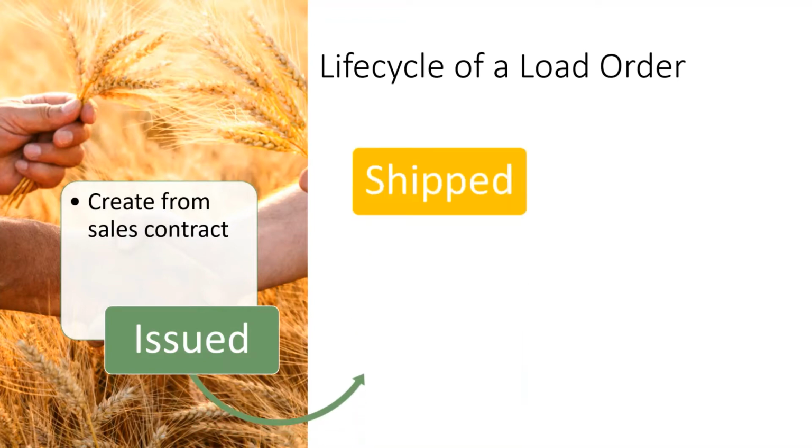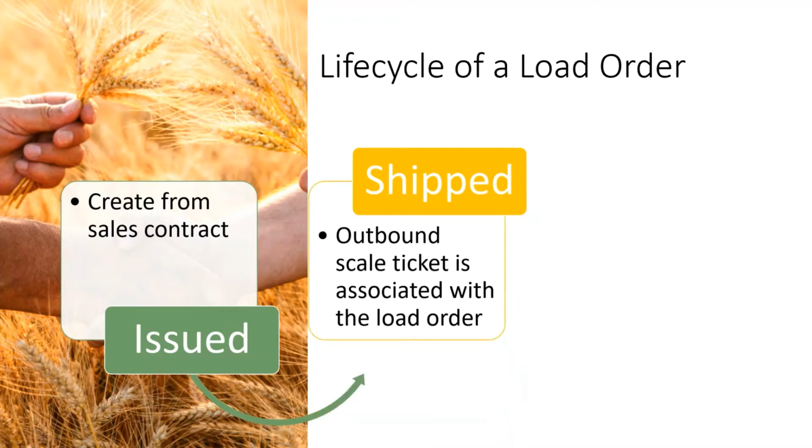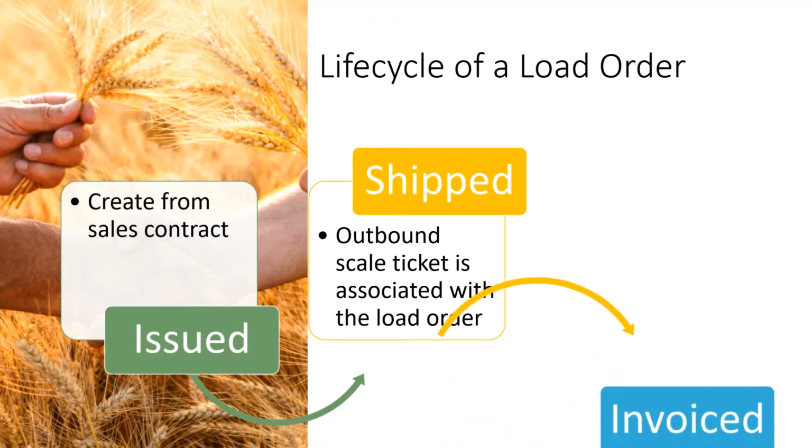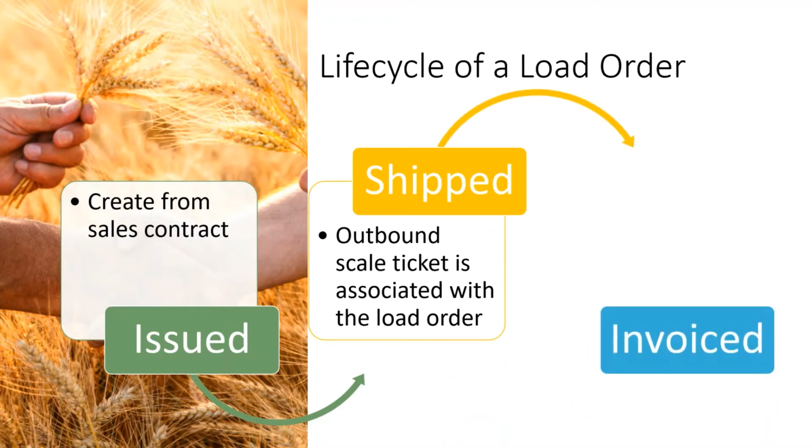The next step, usually the following week or sometime in the future, it's shipped. And so the shipping is accomplished through an outbound scale ticket. The outbound scale ticket is associated with the load order. And so now we know that the status of that load order is shipped and it's en route, being delivered or picked up from to the customer.